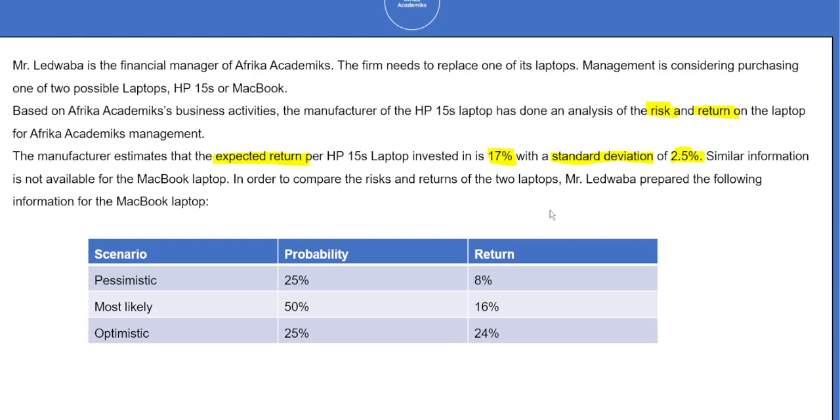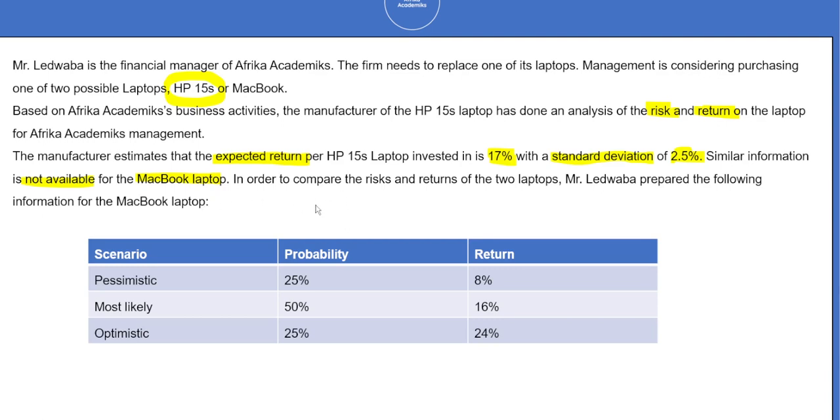So standard deviation is risk. I will also explain that shortly. So we have now looked at one laptop, which is the HP 15S. Now, similar information, unfortunately, is not available for the MacBook laptop. So we don't know what the return is when you invest in a MacBook laptop, and we don't know what the risk is that you carry by investing in a MacBook laptop.